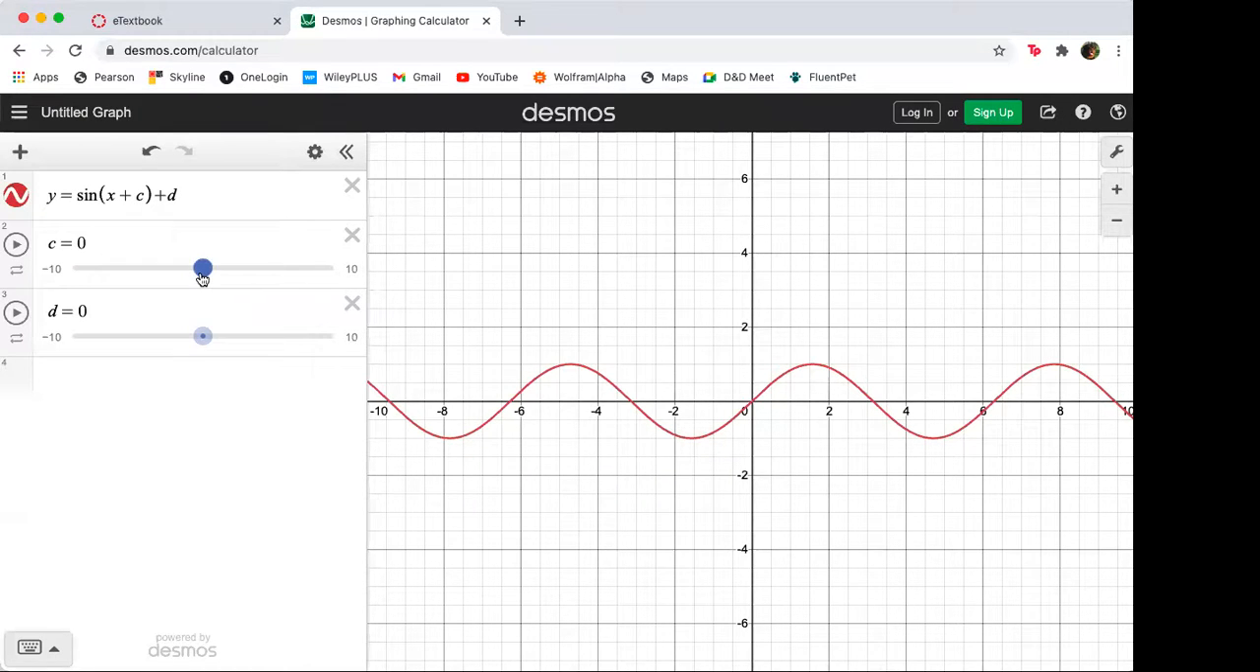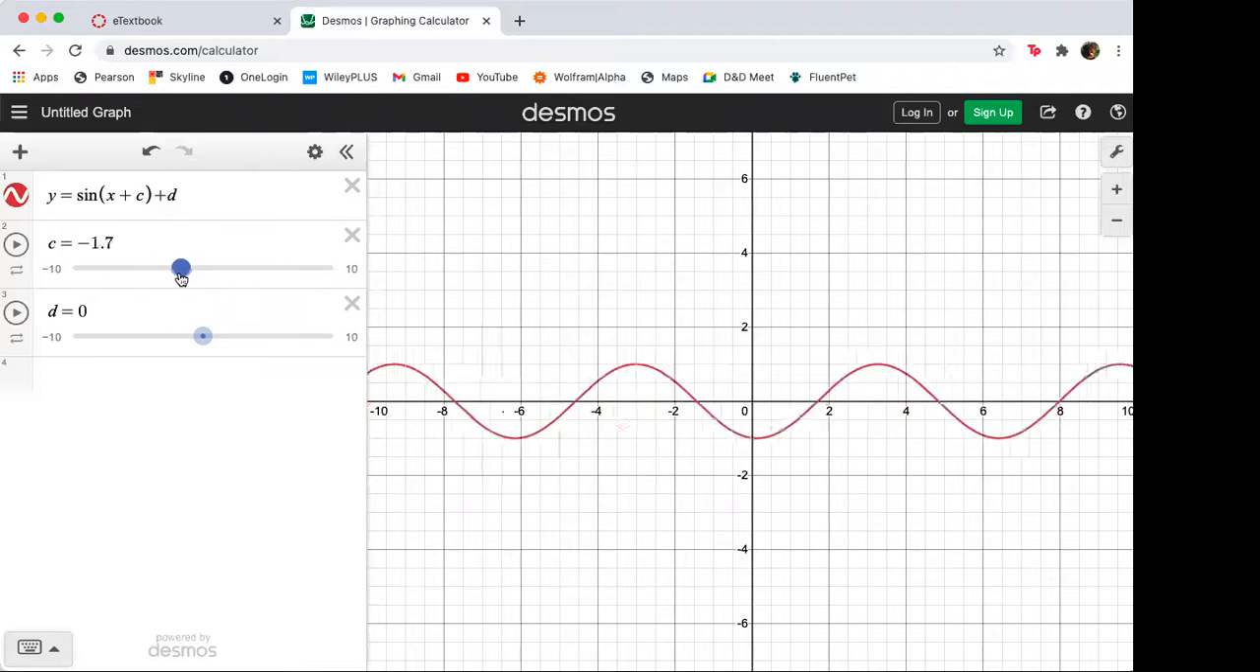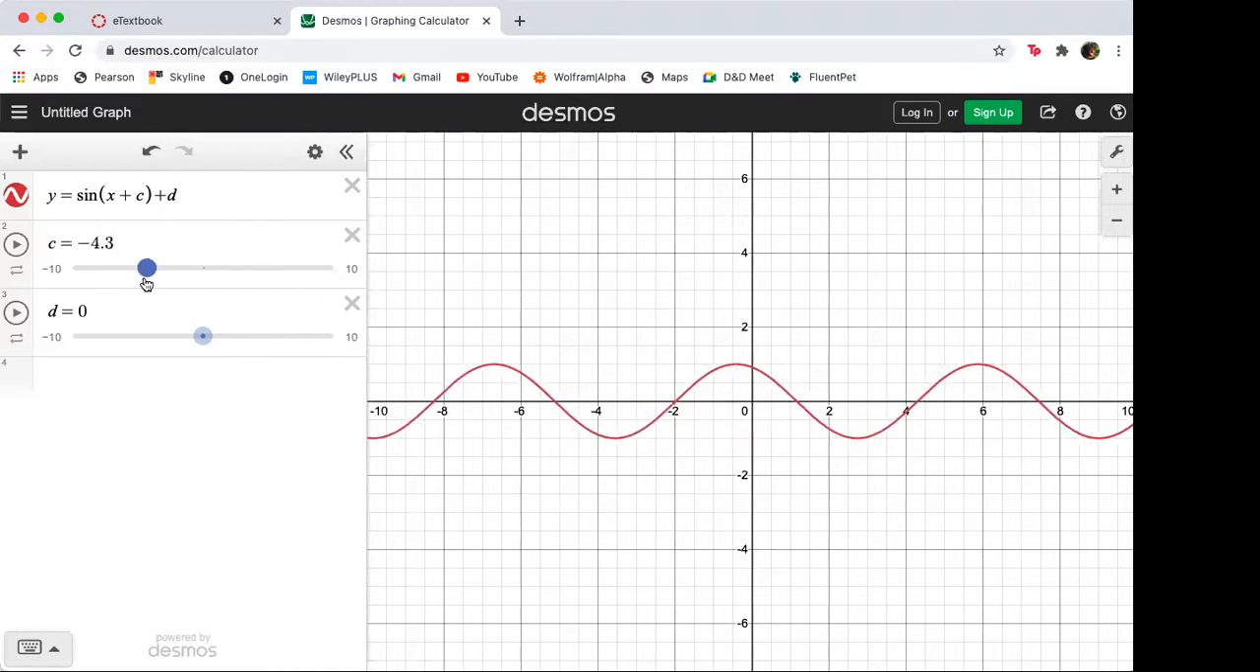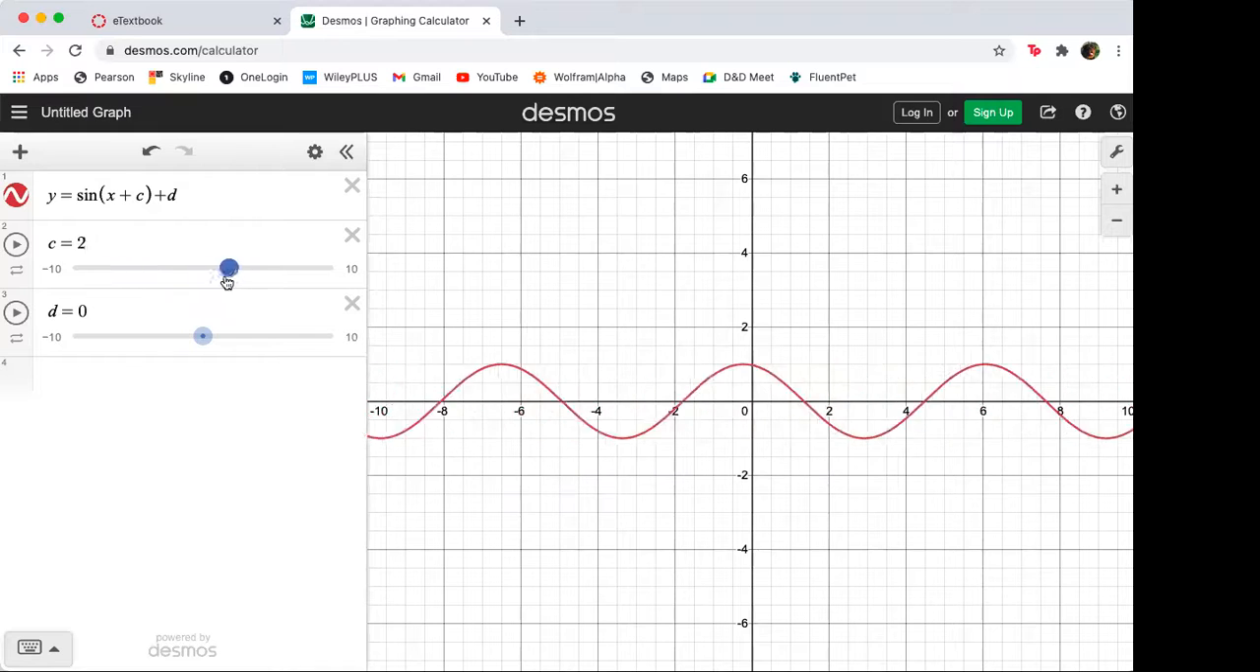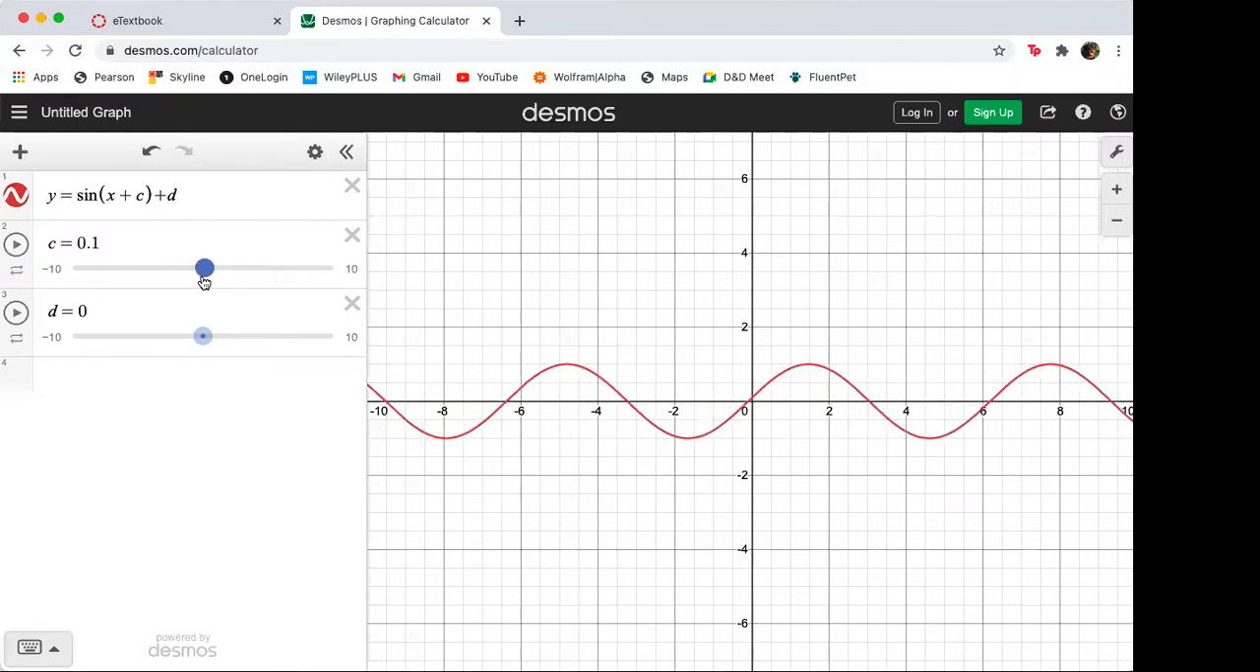When we change the C slider, we're sliding backwards, we're sliding left and right. It's horizontal because it's taking place before the sine, and it's a shift because it's addition. Any questions?